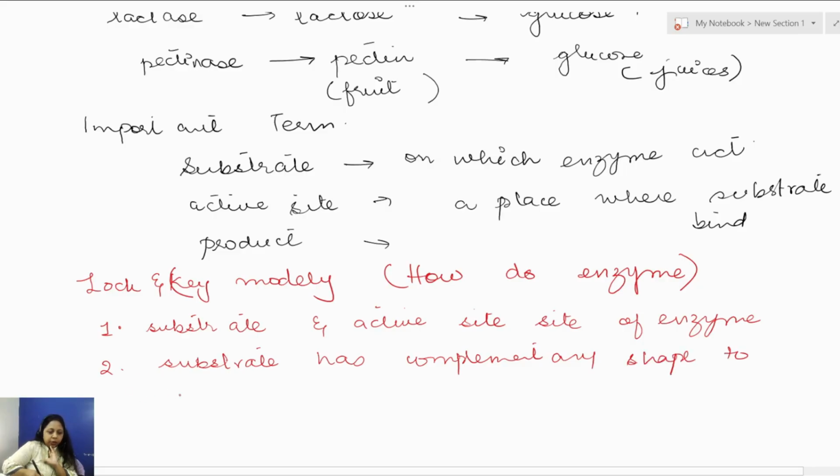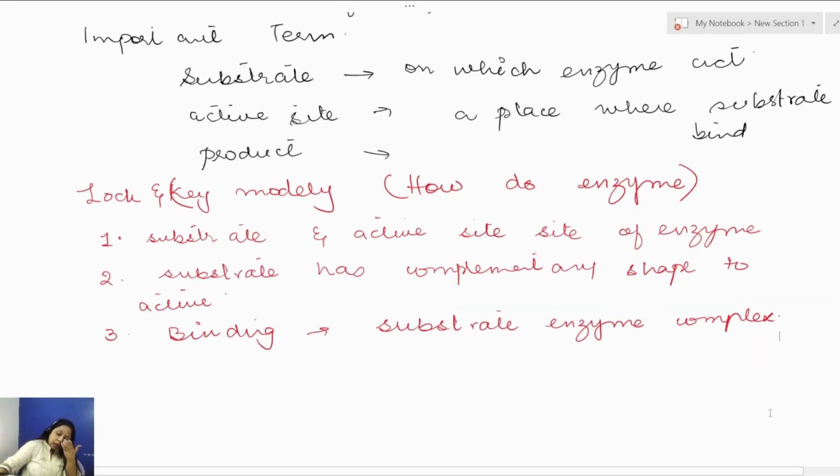Third point should be about binding. The substrate and enzyme bind and they form a substrate enzyme complex. Because I have to rephrase this one, you need to have a really good understanding of this one. Number four: after binding, a chemical reaction takes place.